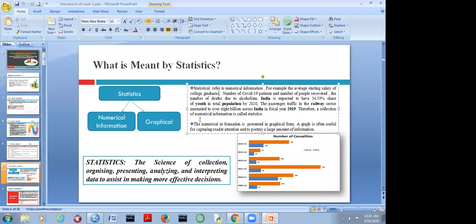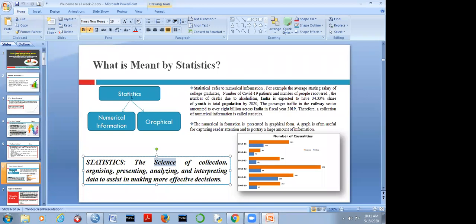And the graphical representation of statistical or numerical data is the best example. So what is meant by statistics? This is a standard definition, but you don't mug up this definition, you understand it. Why is it written science? What is collection, organizing, presenting, analyzing, interpreting? And then what? At the end, this data assists in making more efficient decisions.